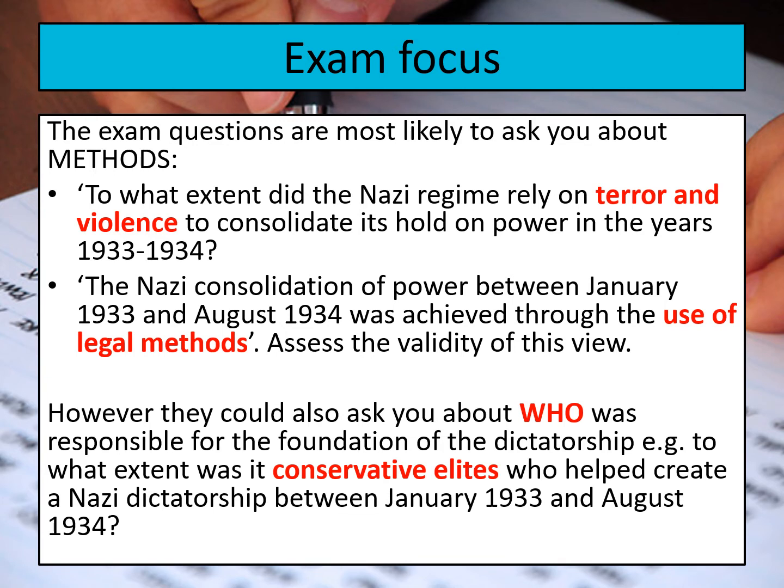And basically, there are three that we need to know about. We need to know about things like compromise, we need to know about how he used terror, and we also need to know about how he used legal methods as well. And you can see two examples here of questions that are focused on those kind of themes. So for instance, this first one says, to what extent did the Nazi regime rely on terror and violence to consolidate its hold on power between the years 1933 and 1934?